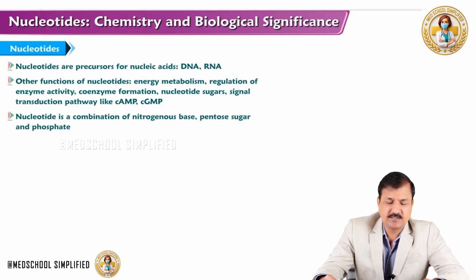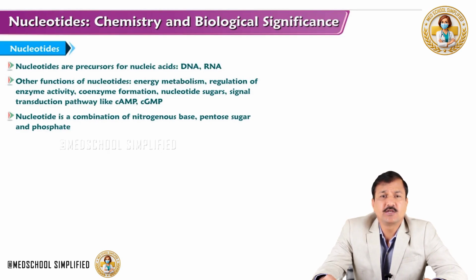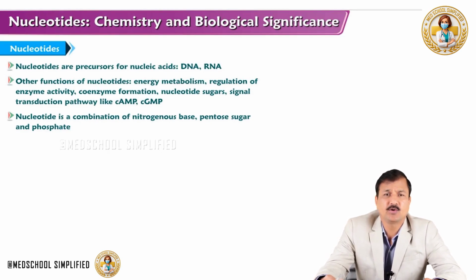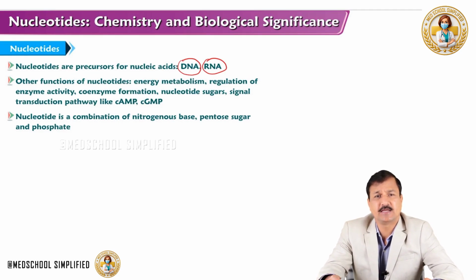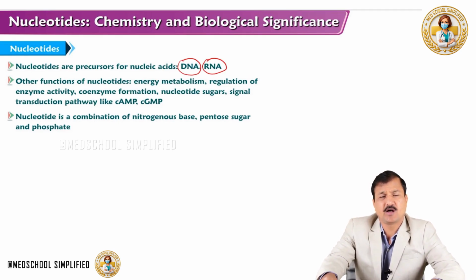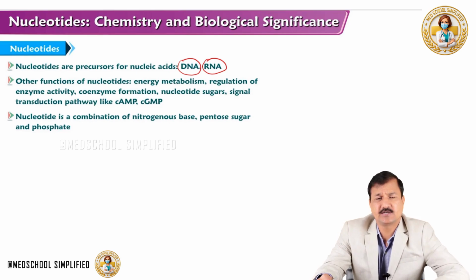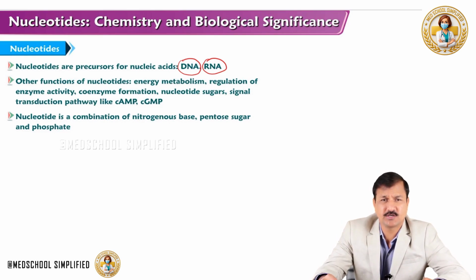Now, nucleotides are precursors for nucleic acids. We have two types of nucleic acid, that is ribonucleic acid, which is RNA, and deoxyribonucleic acid, that is DNA. The difference between RNA and DNA lies in the type of sugar found in each one of them, and also some of the bases found in each of these.